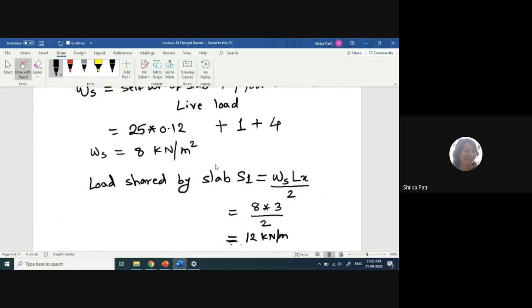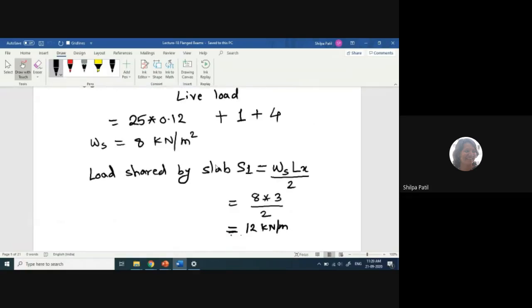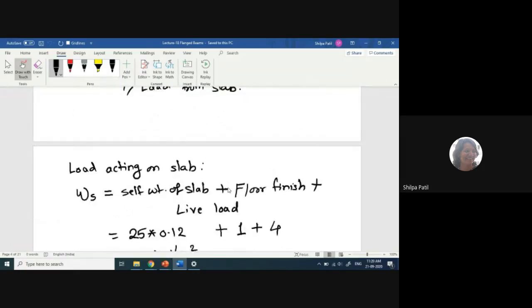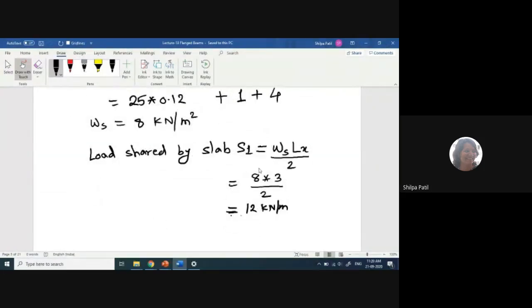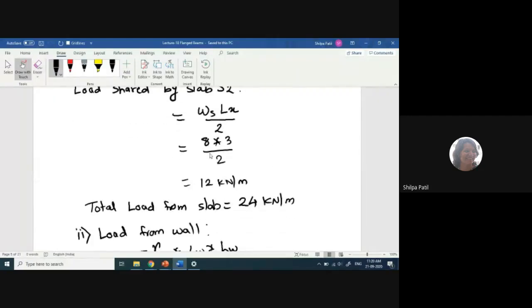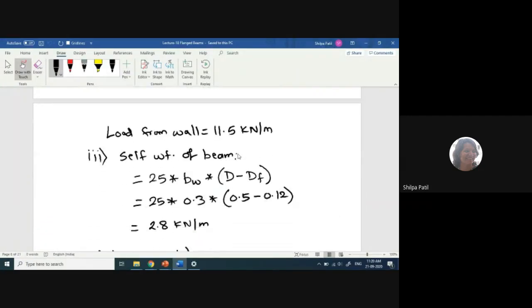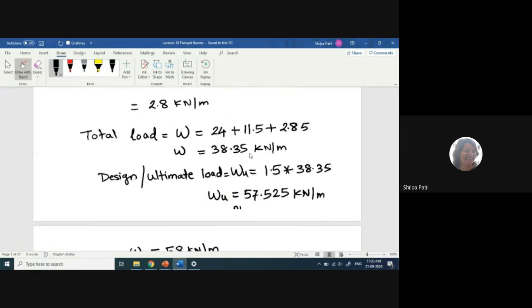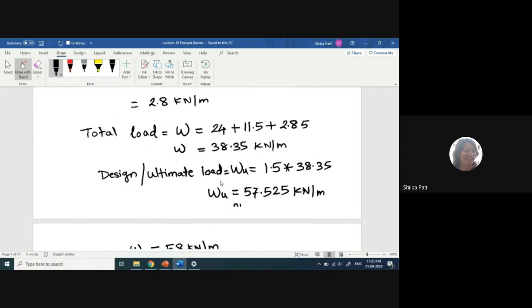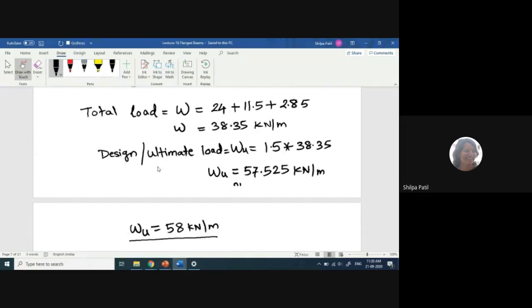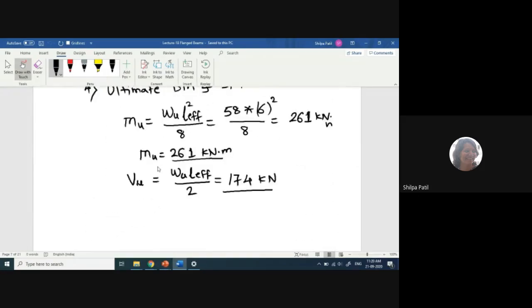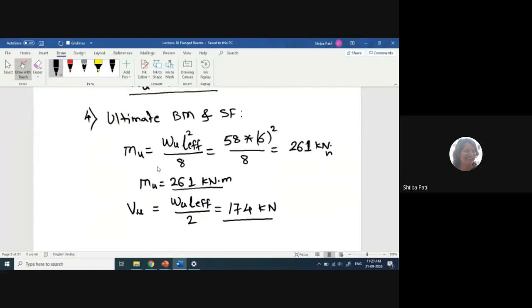So the load coming from the slab we calculated first. First we calculated the total load acting on the slab, and then the load shared by the slabs S1 and S2 separately, the total load from both slabs, then the load coming from the wall, self weight of the beam, and finally we calculated the total load. We applied the factor of safety and calculated the design load or ultimate load, and then we calculated the ultimate bending moment and shear force.